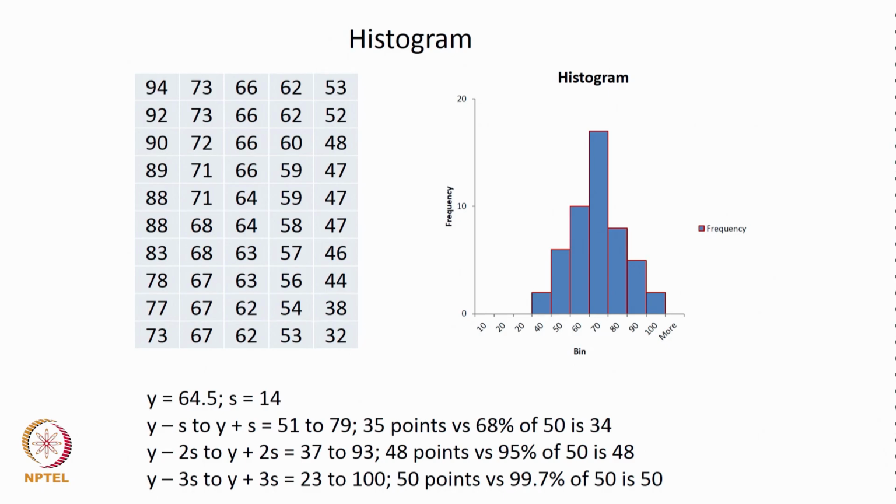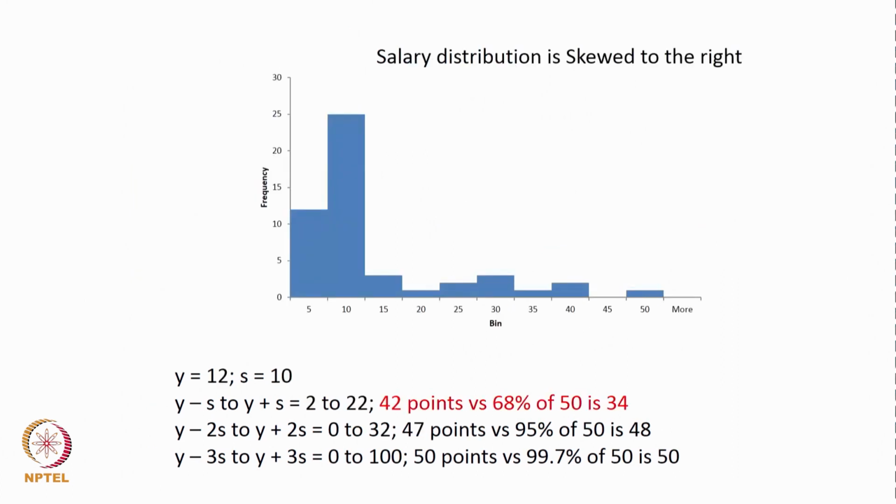So, when we take y minus 2s to y plus 2s, which is 37 to 93, we have 48 points versus an estimate of 48 points. y minus 3s to y plus 3s is between 23 and 100, and we have 99.97%, 50 points, we also have 50 points. So, this can be taken as reasonably a normal distribution.